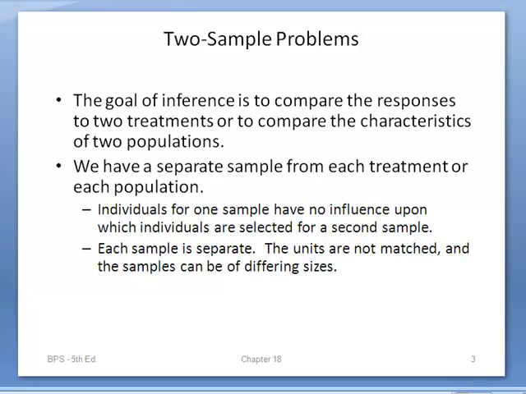Now, the individuals from one sample have no influence upon which individuals are selected for the second sample. So this is very different than what we saw at the end of Chapter 17. Each sample is separate. The units are not matched, and the samples can be of differing sizes.